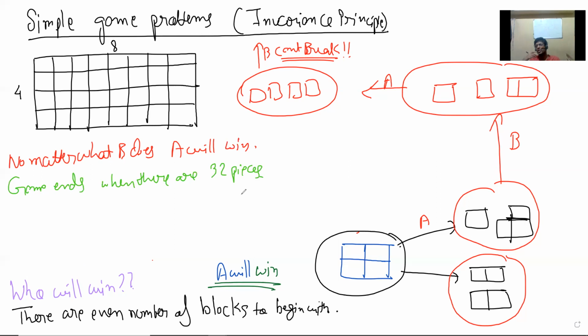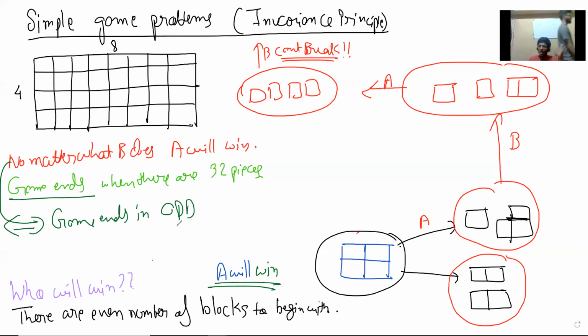A will win means that the game ends in an odd number of moves. Game ends means B cannot make a move. So A will win. This is the same thing as saying that the game ends in an odd number of moves, because A starts, and an odd number of moves means that A will also make the last move.